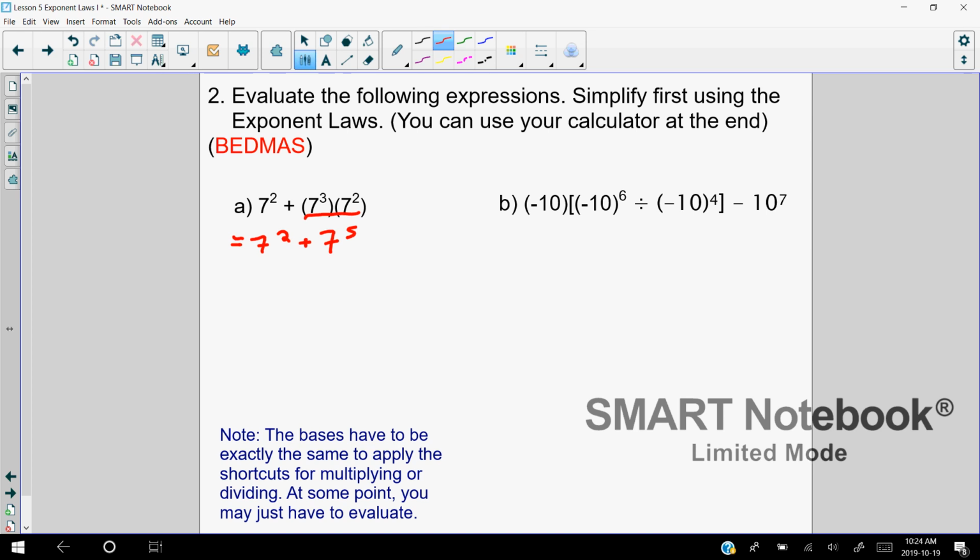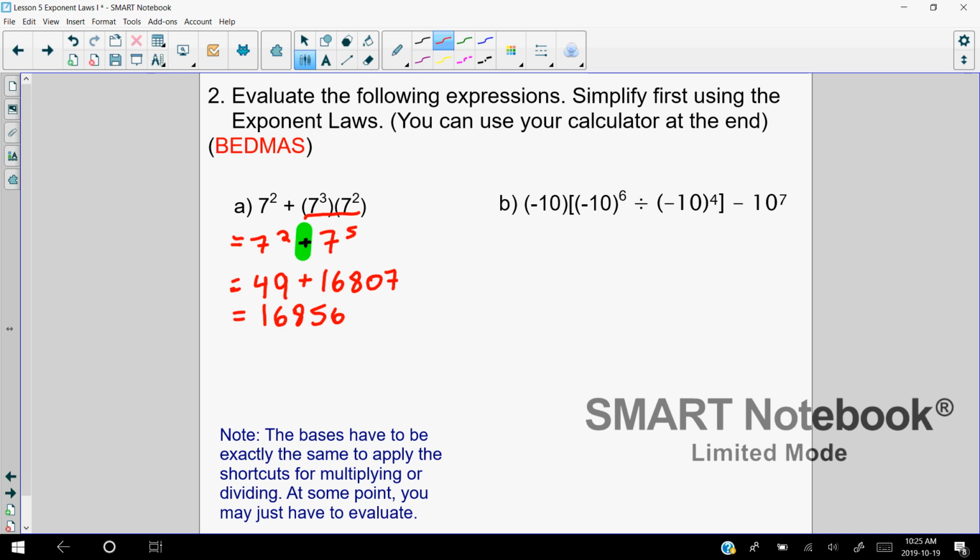Now, my product rule and quotient rule are for multiplying and dividing. There is no rule for addition. So if you see an addition sign, just think BEDMAS. I need to do BEDMAS, which means that I will square my 7 first. 7 squared is 7 times 7, which is 49. And 7 to the power of 5, use your calculator to help you out on that one, 16,807. Now I can add those two together. I get an answer of 16,856.